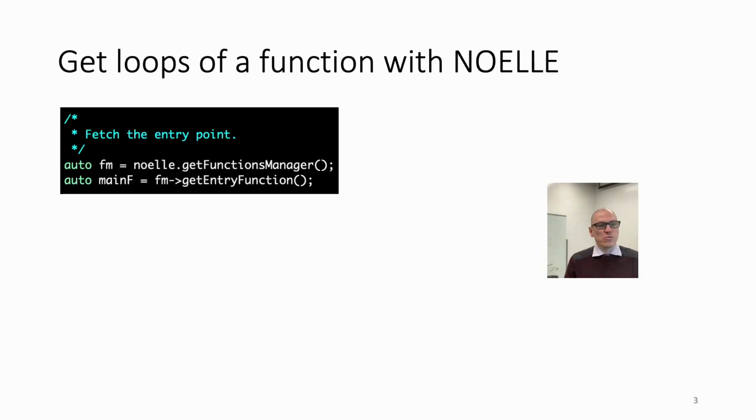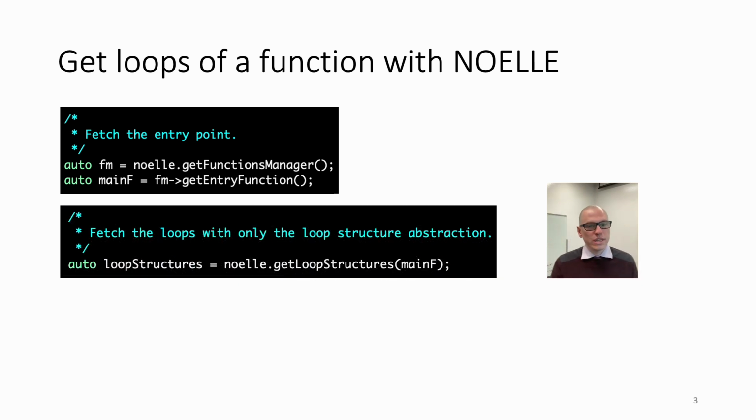Let's start with the simple case where we want to get all the loops of a given function using NOELLE. First of all, you have to fetch the function that you care about. In our case here, we use a function manager of NOELLE to get the entry point of the program, so the main function in C and C++. And then we ask NOELLE to retrieve all the loop structures of the loops that are included in the main function or in any function.